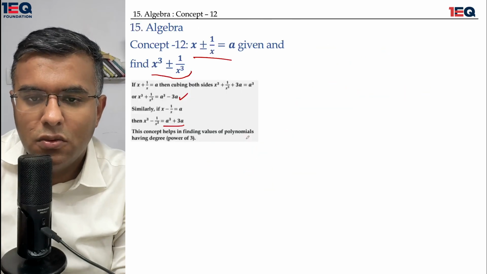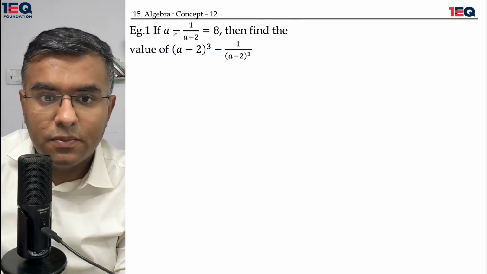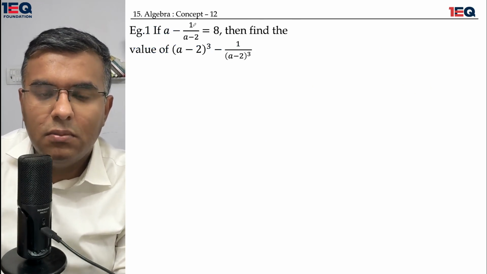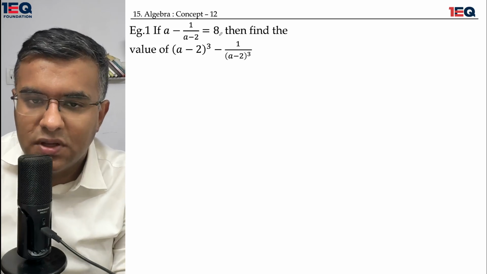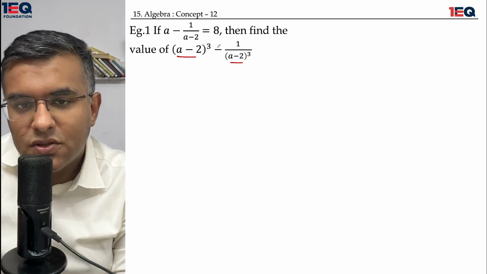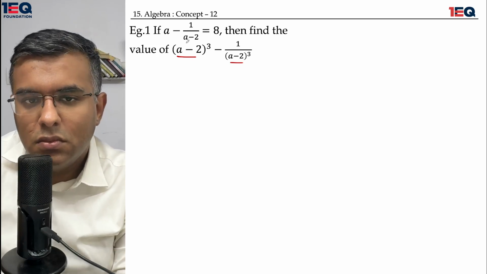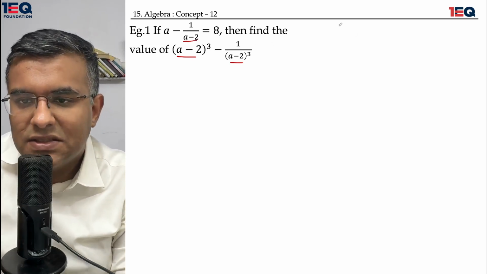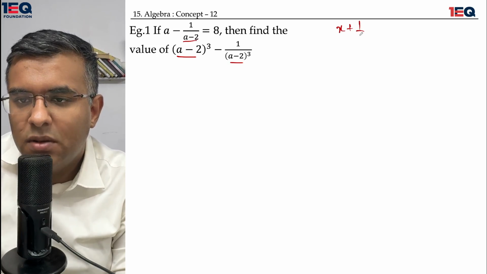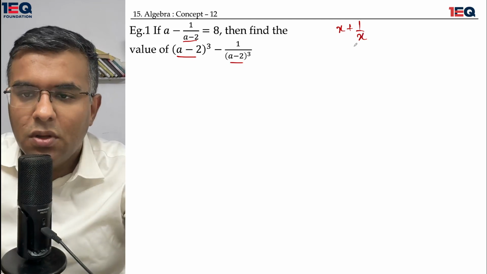I'm back to the same question. Okay, the question talks about a minus 1 upon a minus 2 is equal to 8. Then find out the value of (a minus 2) whole cube minus 1 upon (a minus 2) whole cube. So the x which we talk about, x plus 1 by x, the x plus 1 by x which we talk about.